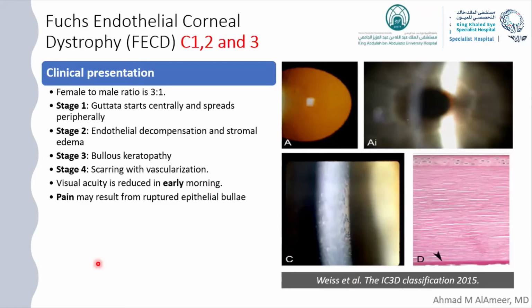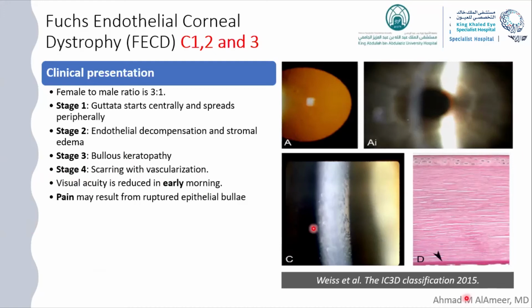Stage 2 is endothelial decompensation and stromal edema. Stage 3 is bullous keratopathy, when you see the epithelium is involved now. And stage 4 is scarring and vascularization. With stage 4, you cannot do endothelial keratoplasty, you have to do a penetrating keratoplasty. Visual acuity usually is reduced in the early morning, and some patients might complain of pain because of ruptured epithelial bullae.